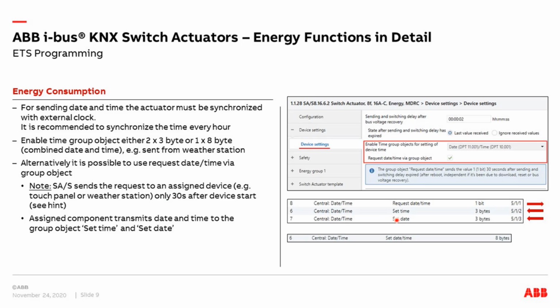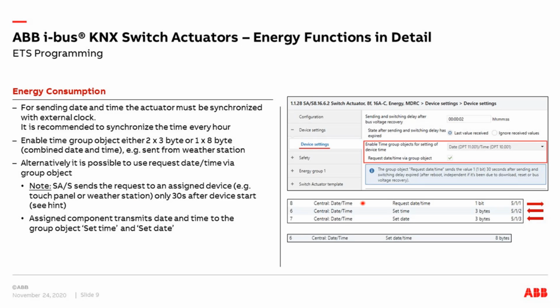How to do this? You can enable group objects, set time and set date. You see it here on the right as 3-byte objects, or a common object for date and time is an 8-byte data format, and to these objects you can send date and time from anywhere, for example from a weather station. This is possible, every hour, let's say. Or you have here a request object which can be sent out to an assigned clock to then receive the date and time information. This is also possible.